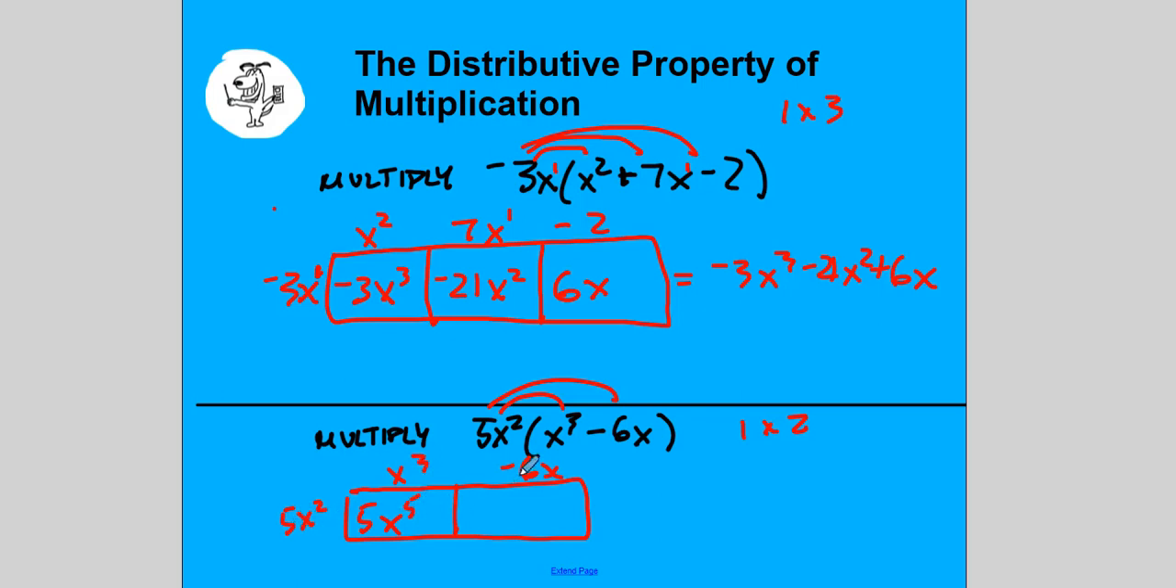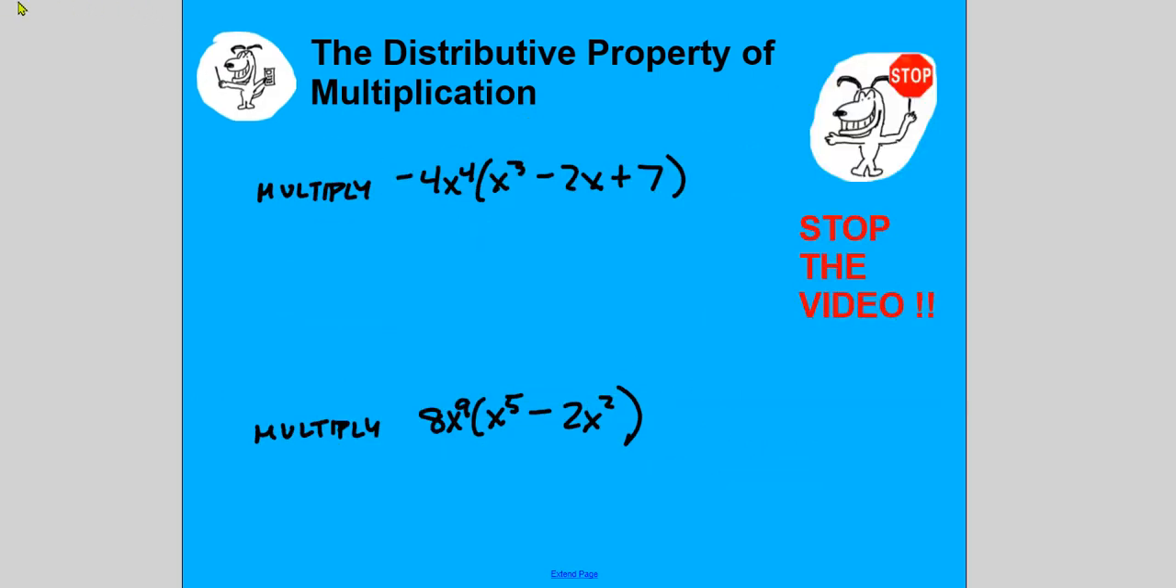Then 5 times negative 6 is negative 30. X squared times x, there's 2 of them here, 1 of them here, that's a total of 3 x's multiplied together. So our final answer is 5x to the 5th minus 30x cubed. Okay, then I want you to stop the video and do these, then restart it and check to see if you agree with what I get.